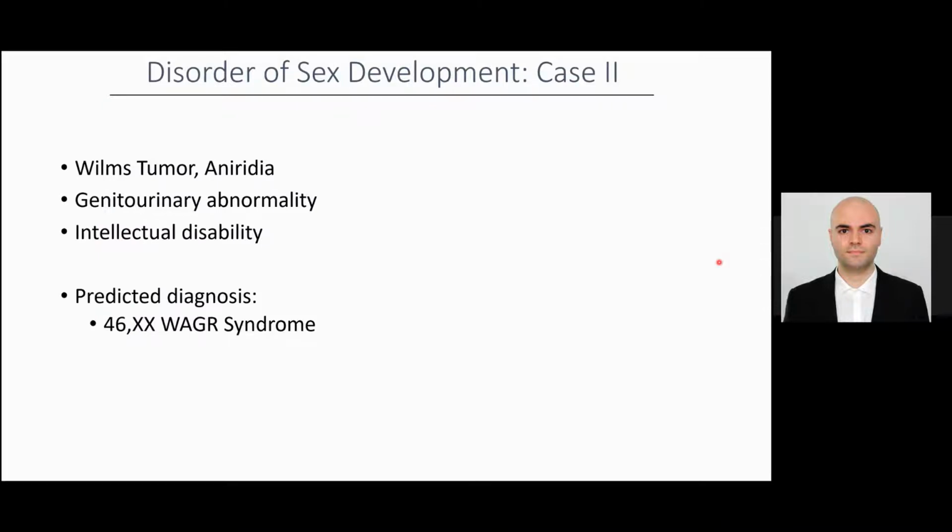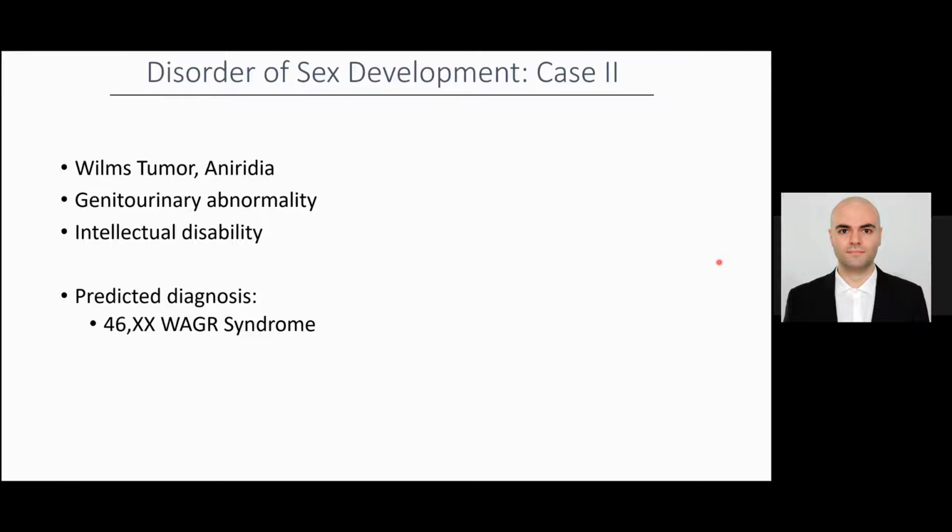The second case is also a disorder of sex development. This patient presented in clinic with Wilms tumor, aniridia, which is the absence of the iris in the eyes, genitourinary abnormality, and intellectual disability. The clinical team had predicted that this patient would have a diagnosis of 46,XX WAGR syndrome.